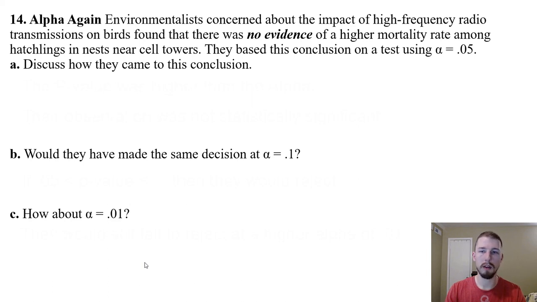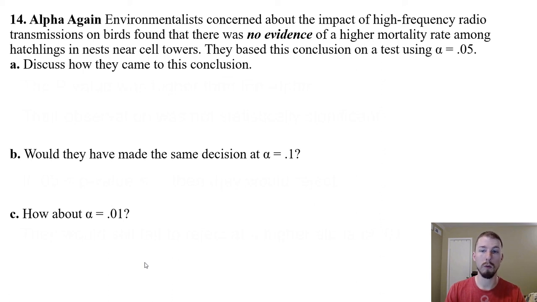All right, number 14. Environmentalists concerned about the impact of high-frequency radio transmissions on birds found there was no evidence of a higher mortality rate among hatchlings in nests near cell towers. They based the conclusion on a test using an alpha level of 5%. So discuss how they came to the conclusion.